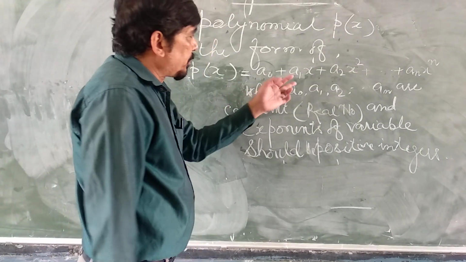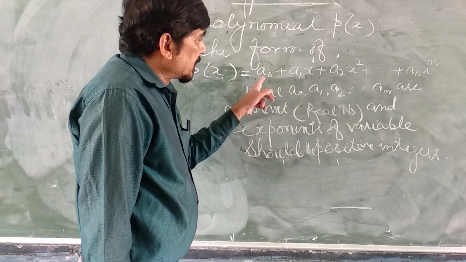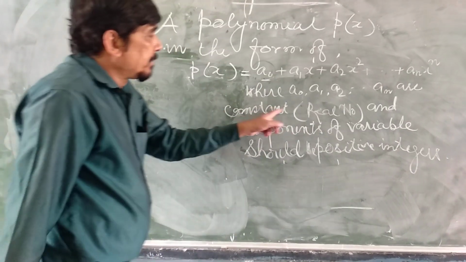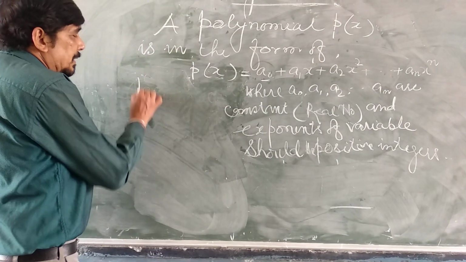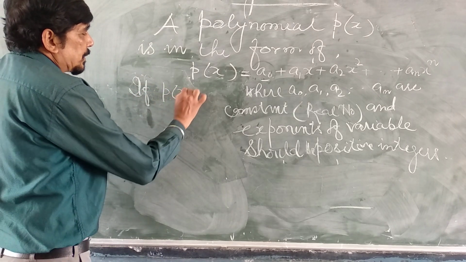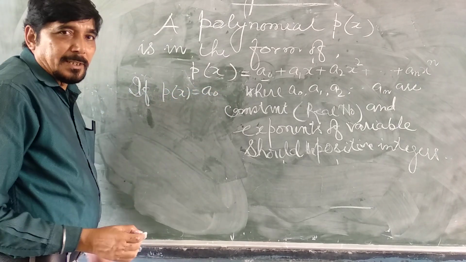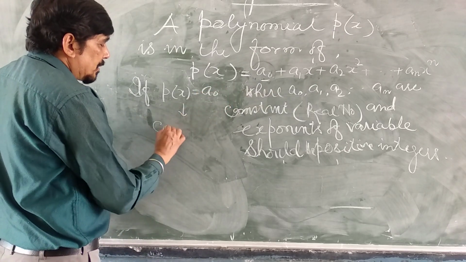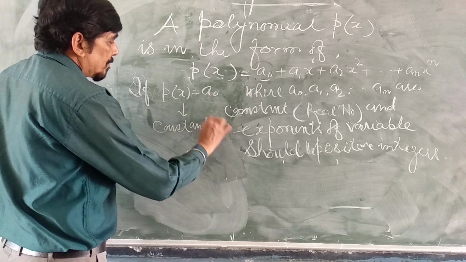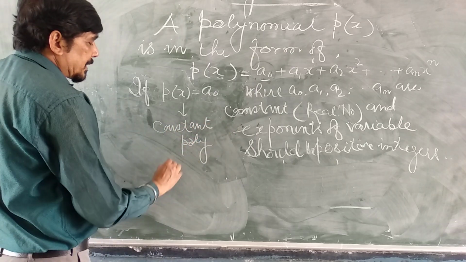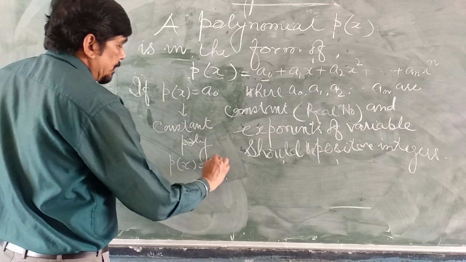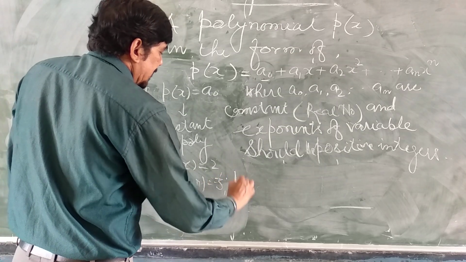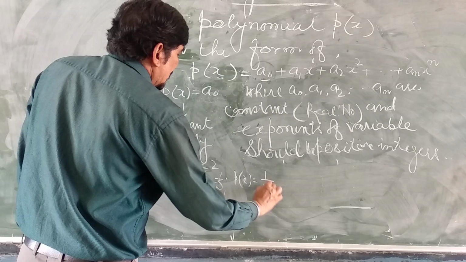Now, in the format of the polynomial, it starts from a0. a0 here is a given constant. If P(x) is equal to a0, this is a real number, and a real number is a constant, so it is known as a constant polynomial. For example, P(x) is equal to 2, P(x) is equal to minus 3, P(x) is equal to 1 by root 2.